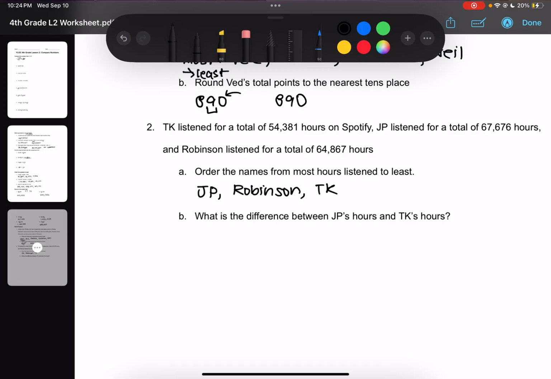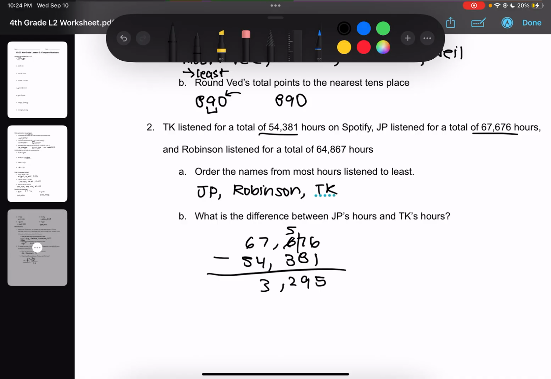What is the difference between JP's hours and TK's hours? So JP is right there and TK is this much. So you would just subtract 67,676 minus 54,381, and you would get the final value of 13,295. And that is your final answer.